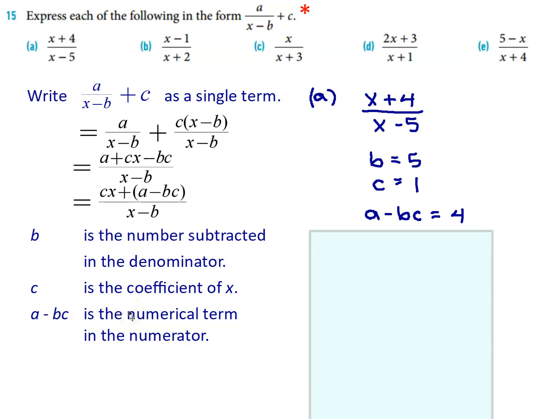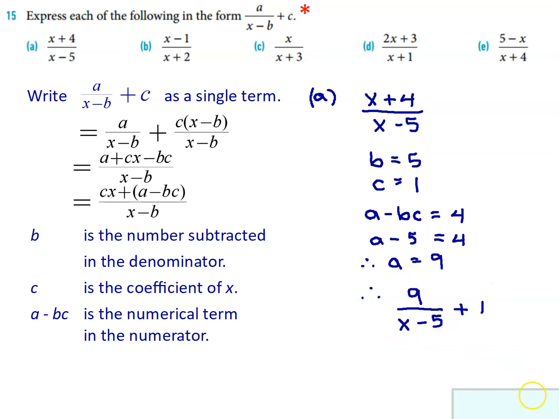And finally, the number in the numerator is equal to a take bc. So I know that a take bc equals 4. And I know what b and c are. So I can say b times c is equal to 5, so a minus 5 equals 4, a equals 9, and there's the answer. So that expression there can be rewritten as 9 divided by x take 5 plus 1.